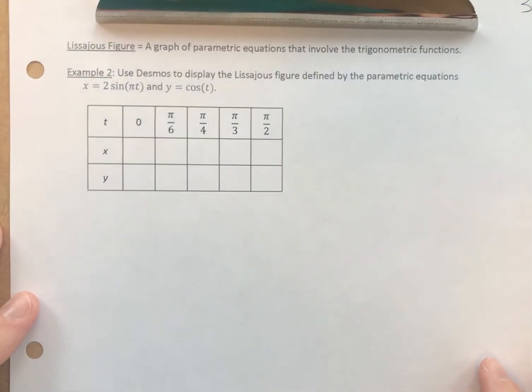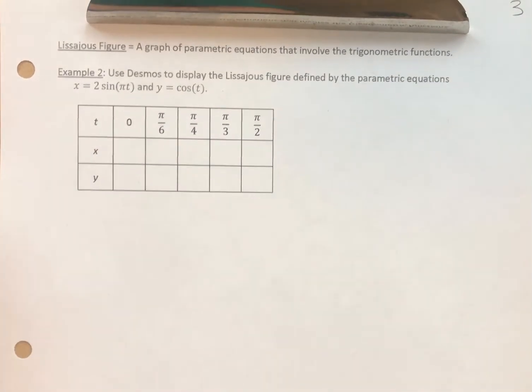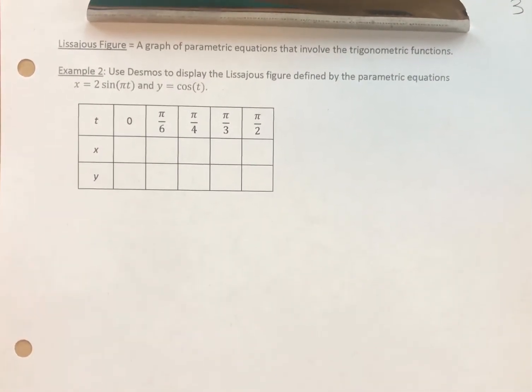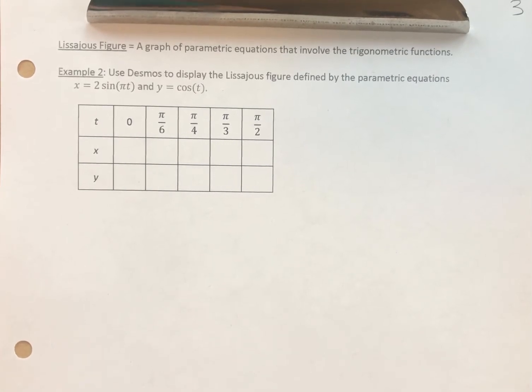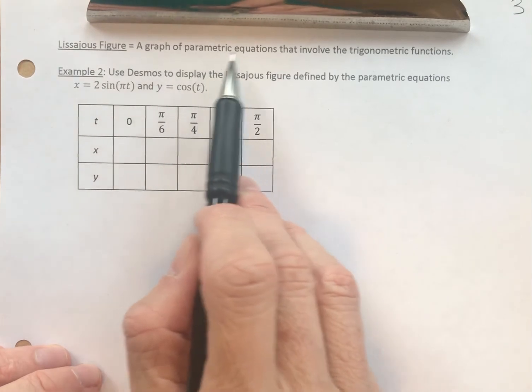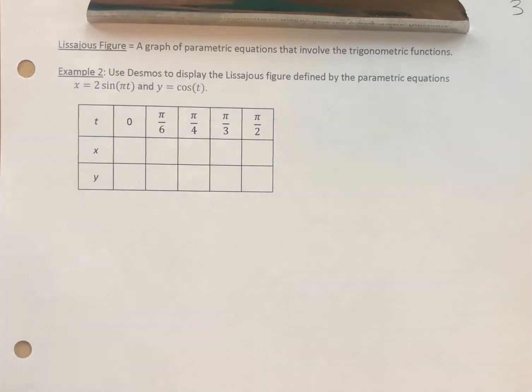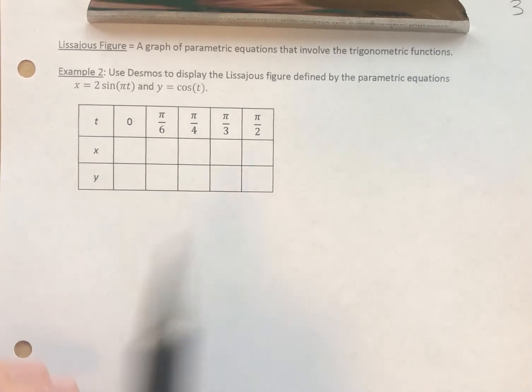Because this is where the Lissajous, man, I seriously cannot pronounce that. This is where we're going to see this Lissajous figure come into play. Okay, what is a Lissajous figure? It's a graph of parametric equations that involve the trig functions. So now we're going to pull in the trig functions and see what we get.